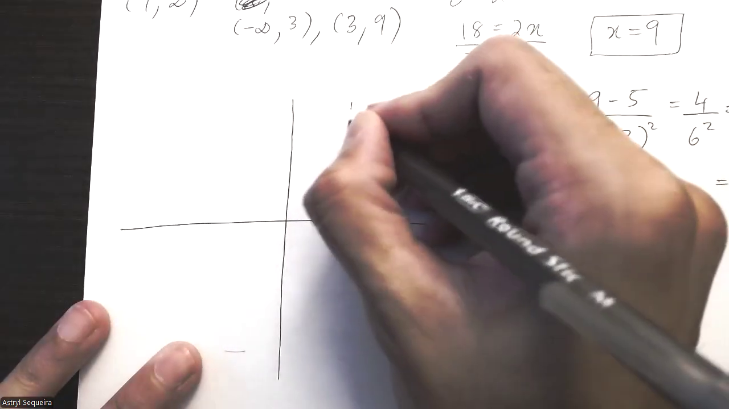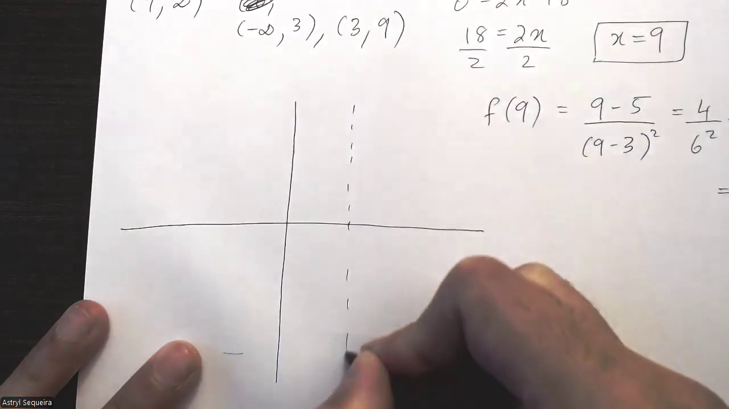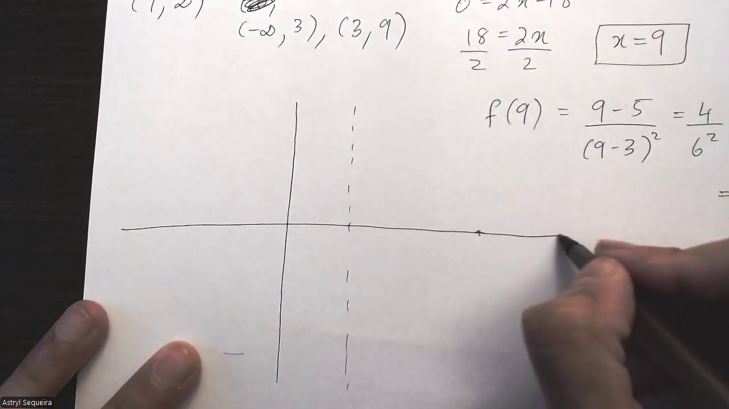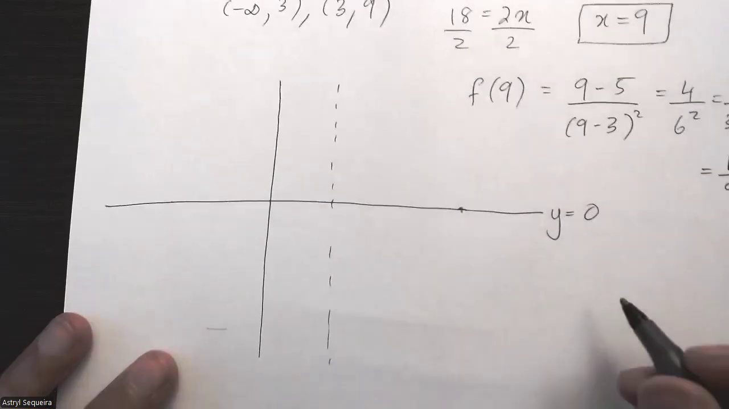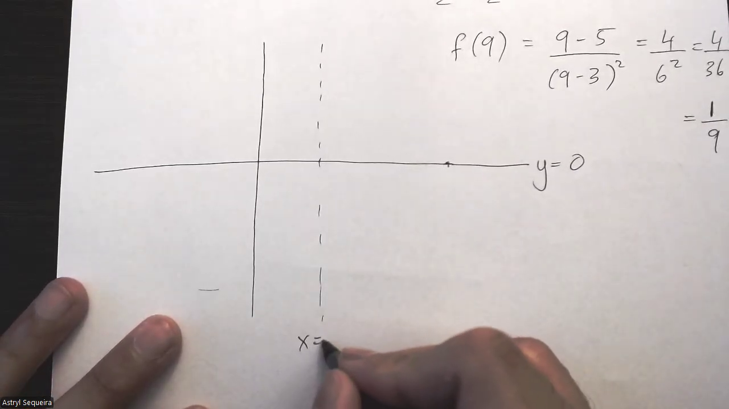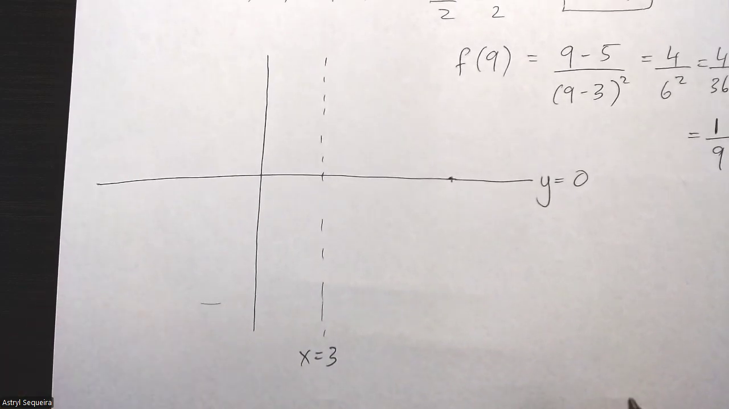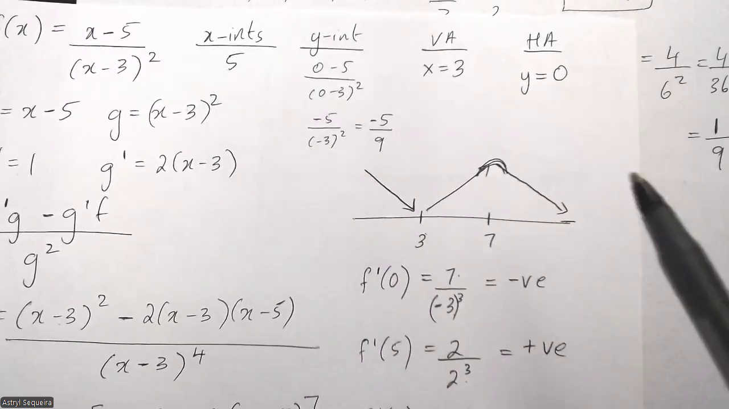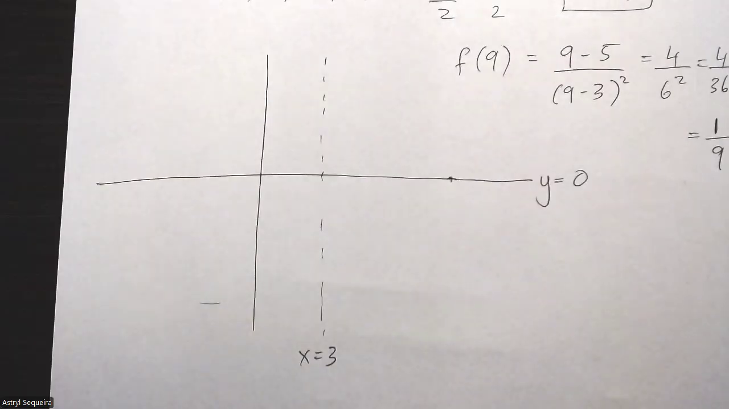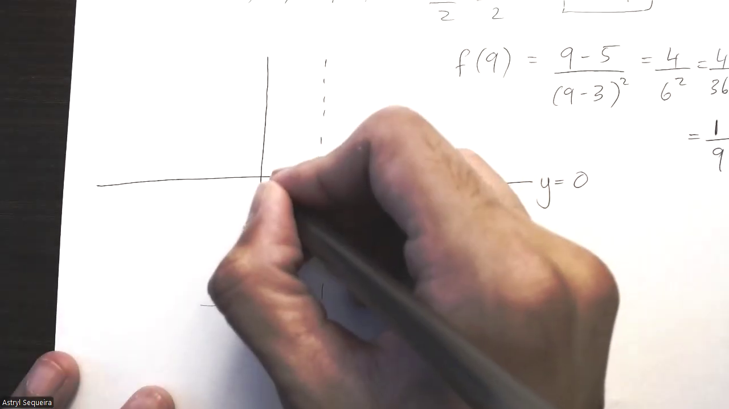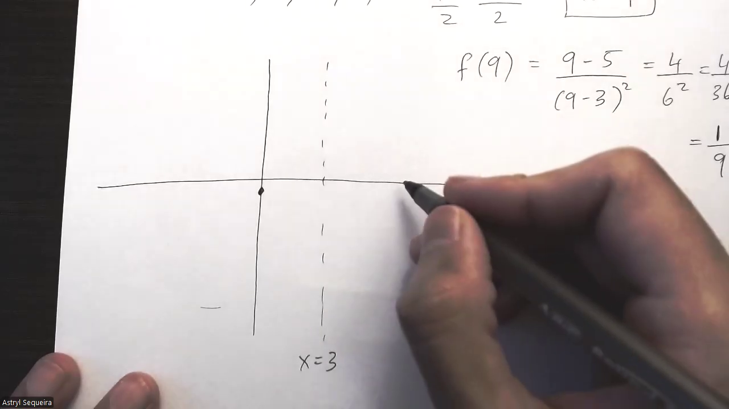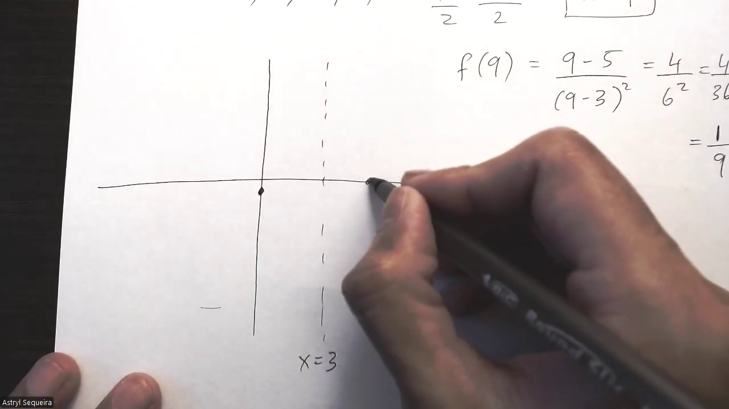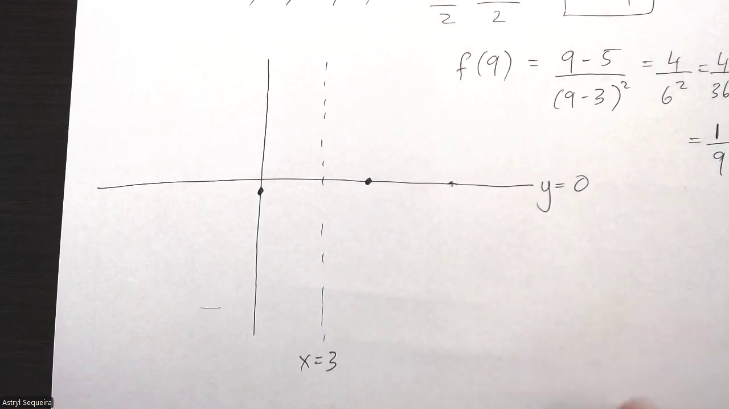I'm going to start by just drawing your vertical asymptote and your horizontal asymptote. It's y equals 0 and x equals 3. You can label your x and y intercept next, because the x-intercept was 5 and the y-intercept was negative 5 over 9. So negative 5 over 9 and then 5 over there. I'll label the values a bit later once I do the graph, so it's a bit more neat.